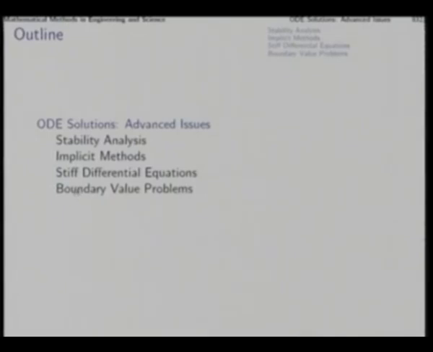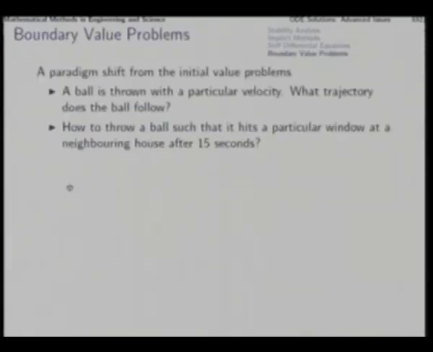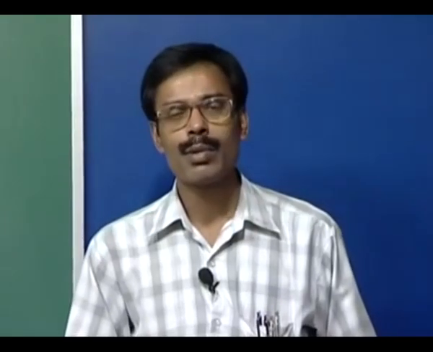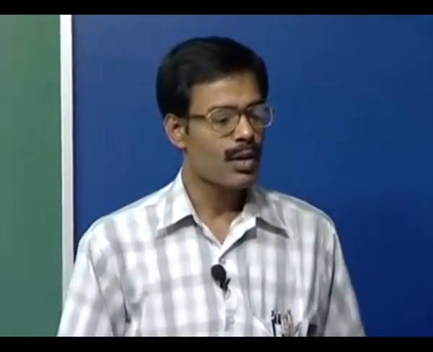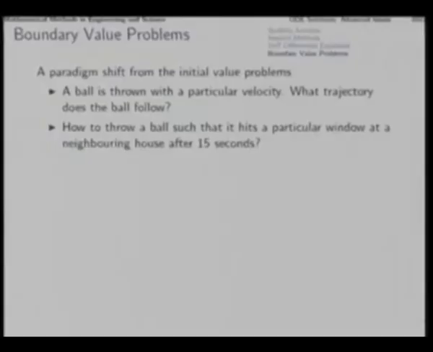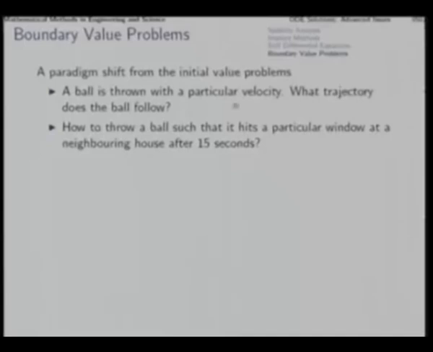So, let us start with boundary value problems. From the initial value problems to boundary value problems in differential equations, there is a complete paradigm shift, which can be visualized with the help of these two questions. Suppose we ask this question, that is, a ball is thrown with a particular velocity. Velocity means speed and direction combined. So, a ball is thrown with a particular velocity at an instant of time. What trajectory does the ball follow? That is, in future, what will be the trajectory of the ball?